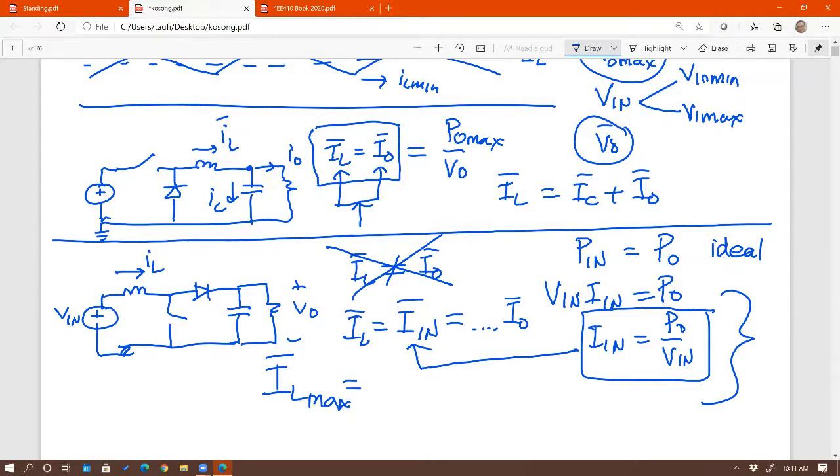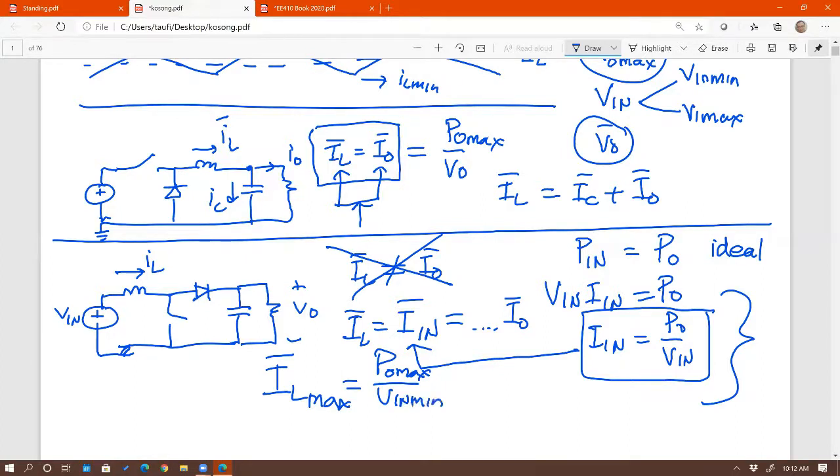Max. Say it again, sorry, louder. We just use P out max. Just P out max. So what if input voltage has a range? V in min. P out max over V in min. V in min, yes. P out max over V in min.